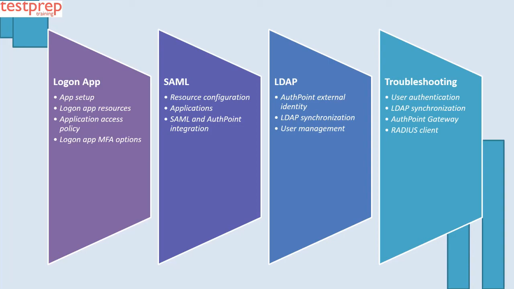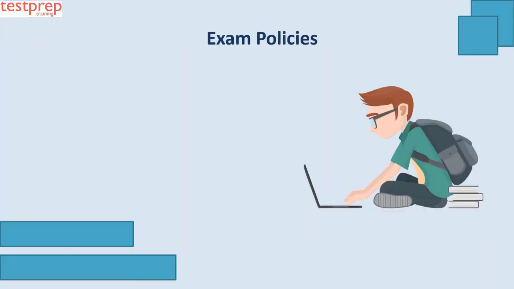Topic 7, troubleshooting. This provides methods to troubleshoot AuthPoint. The sections in this include 1. User authentication. 2. LDAP synchronization. 3. AuthPoint gateway. 4. RADIUS client.